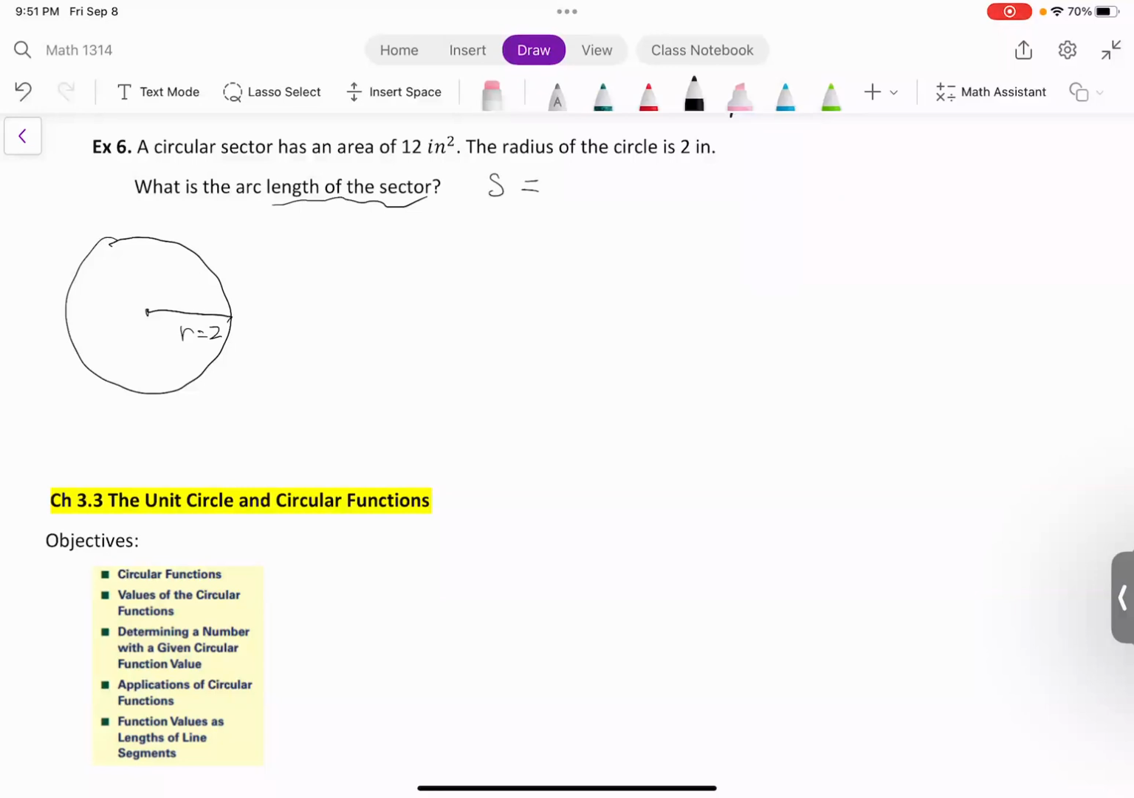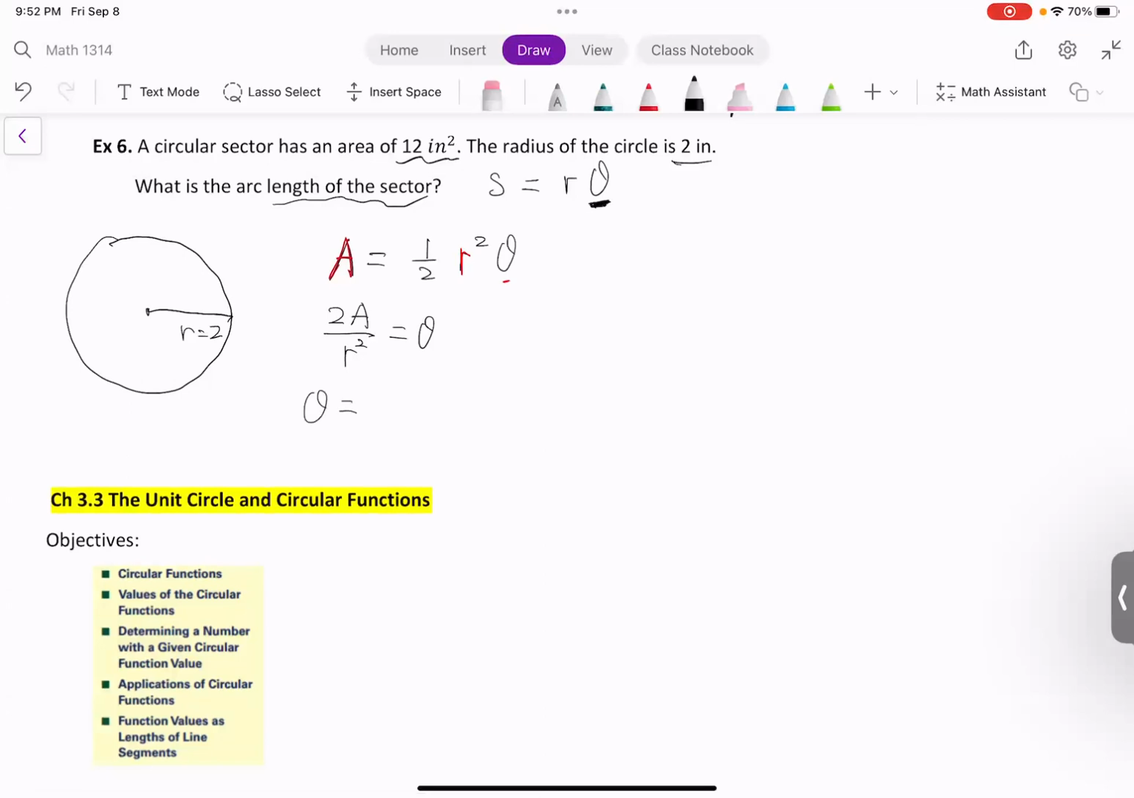Arc length, we learned the formula is S equals r theta. Do we have r? Yes, it's 2 inches. Do we have theta? No, we do not. But it told us the area is 12 square inches. That means I can find theta because the area equals 1/2 r squared theta. A is given, r is given, only theta is unknown. Multiply both sides by 2, and then divide by r squared. That is theta. If we find theta, we can plug it in the formula to find the arc length.